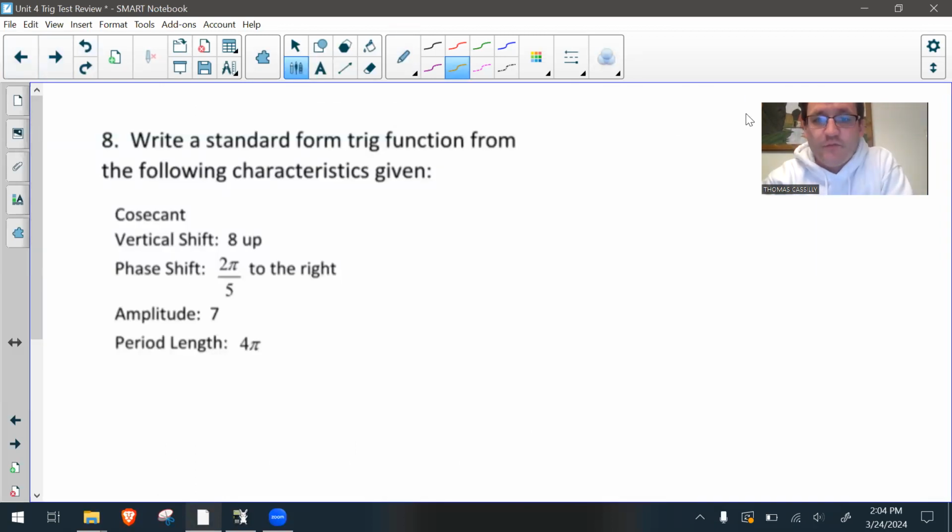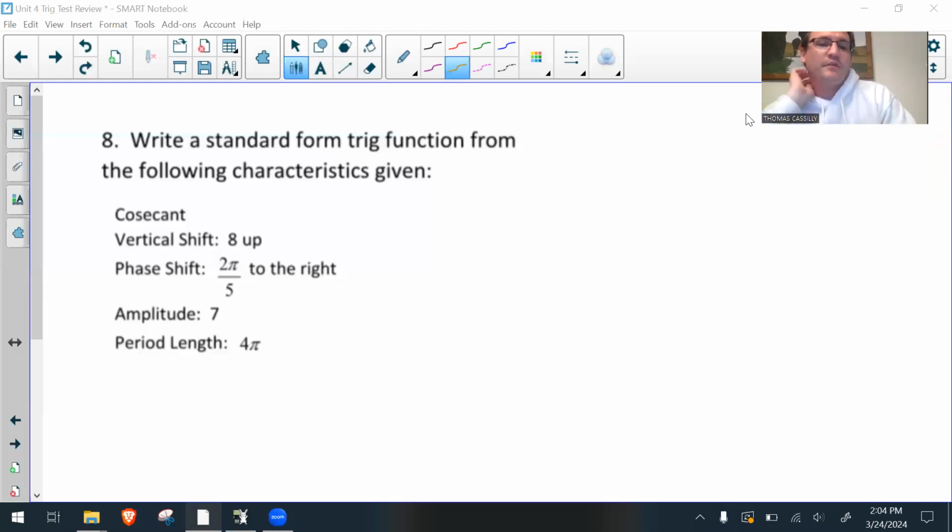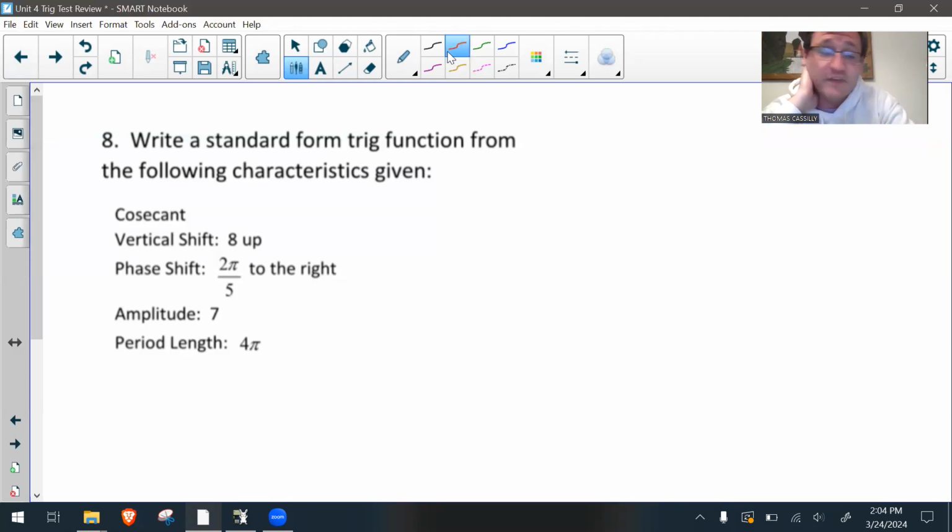So write a standard form trig function from the following characteristics, right? First things first, we know it's a cosecant function. It's got a vertical shift of 8, a phase shift of pi/2, and it's going to the right. Right, that's important. Going to the right. Remember, right's positive, left is negative, that sort of thing. Amplitude is 7, and the period length is 4 pi.